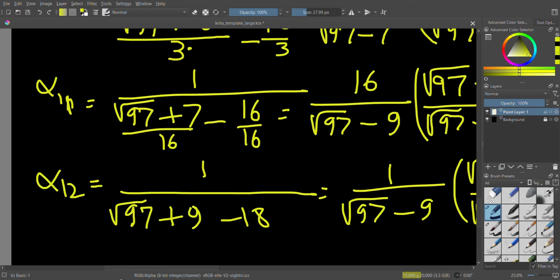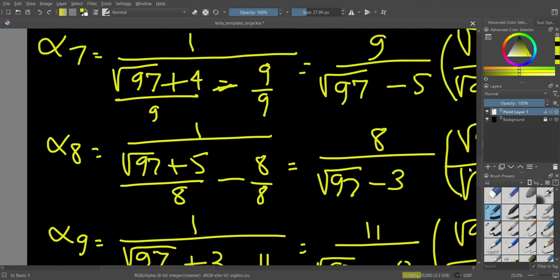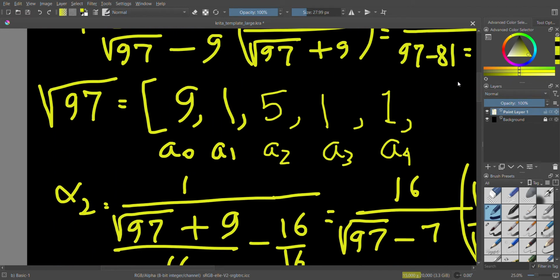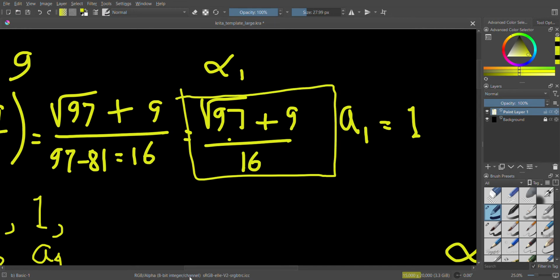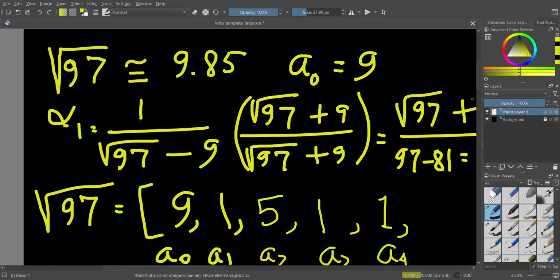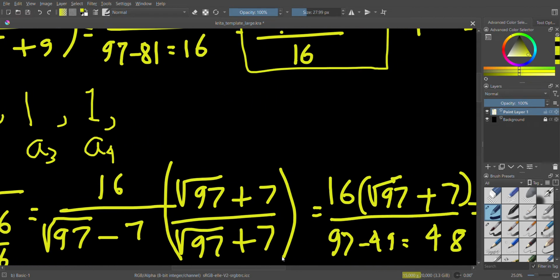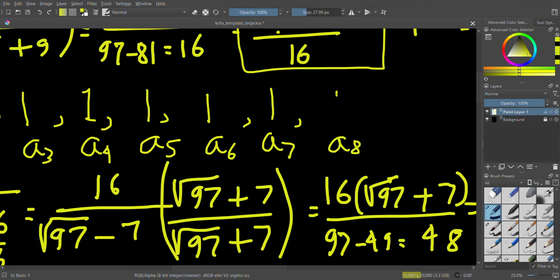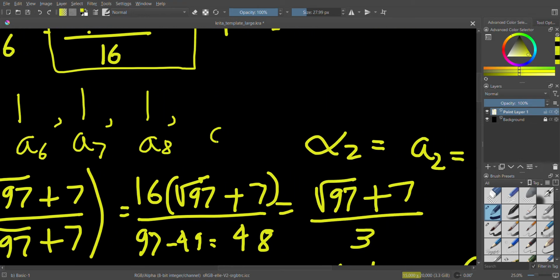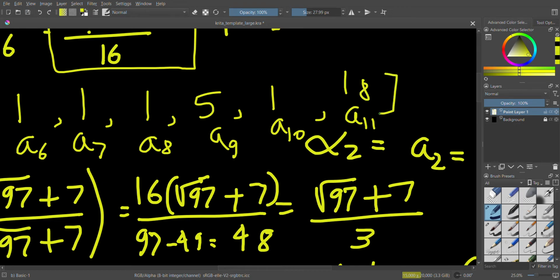Let's go all the way up and look at it. So if we go back, alpha 1 was square root of 97, 9 plus 16. So we finally have our period, and we're done. Because when I write all this out, it's just going to get so big that I'm just going to keep going. It's not going to fit in the screen. A5 is 1. A6 is 1. A7 is 1. A8 is 1. A9 is 5. A10 is 1. And then the final one of the repeating part is 18.